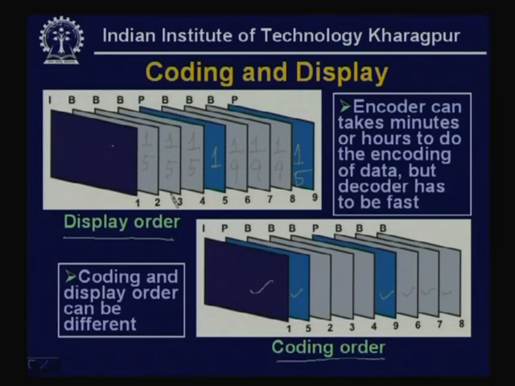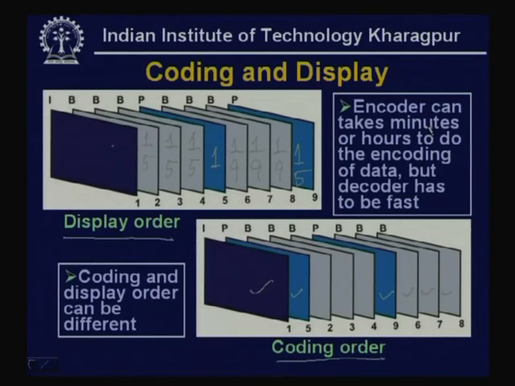So, the encoder generates the frames in this form, which is received by the decoder, and the decoder, after doing the necessary processing, will again display in the order 1, 2, 3, 4 in a natural sequence. So, one observation is that coding and display order can be different.